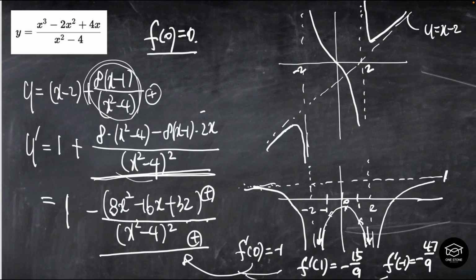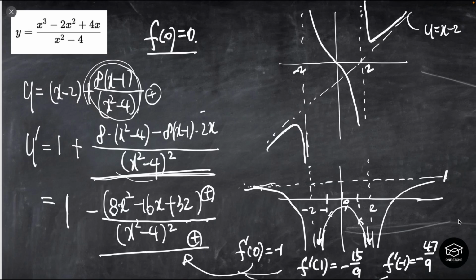To summarize, the domain is all real numbers, except x equals -2 and x equals 2. The graph passes through the origin. There are vertical asymptotes at x equals -2 and x equals 2. The slant asymptote is y equals x minus 2. The derivative is always less than 1, and it drops sharply near the vertical asymptotes.